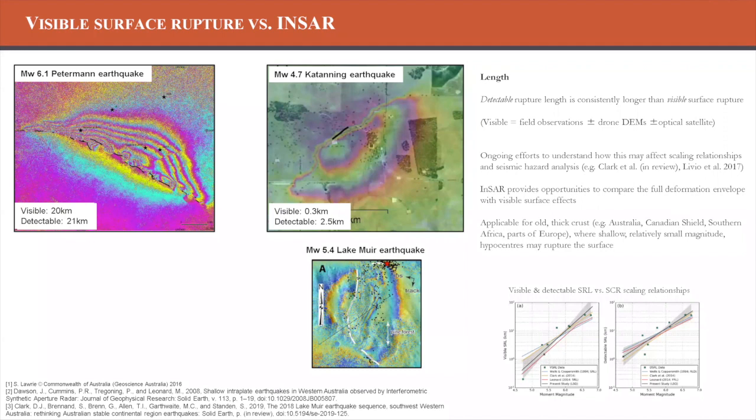So this might not be important everywhere in the world, but particularly in these sort of cratonic, thick crust, shallow earthquake events, we need to be thinking about, well, are we sure that the historic length mapping actually captured the full length of the fault? InSAR is giving us this information that shows that we can capture this sort of distributed and full deformation envelope. So we have colleagues at Geoscience Australia who are trying to work up some scaling relationships that might relate to what we see in visible versus detectable.